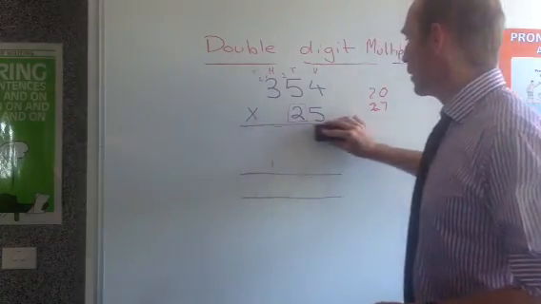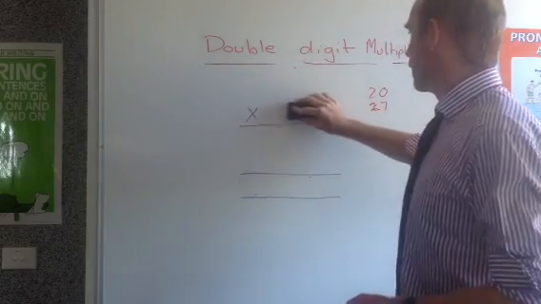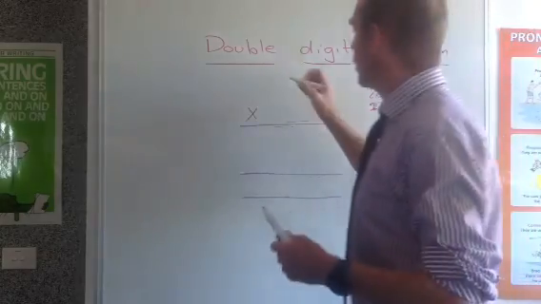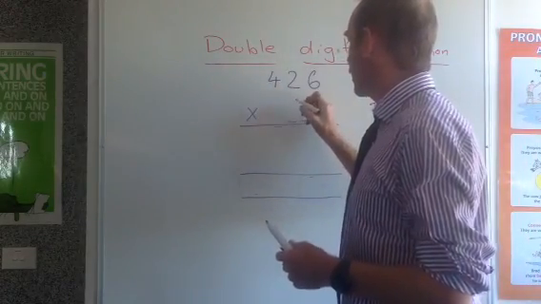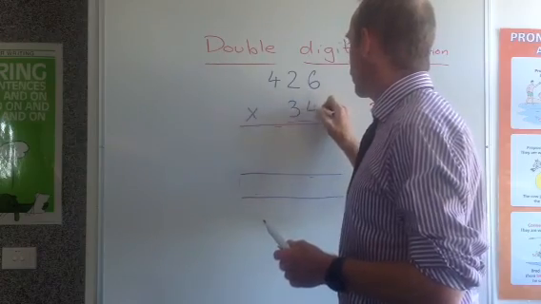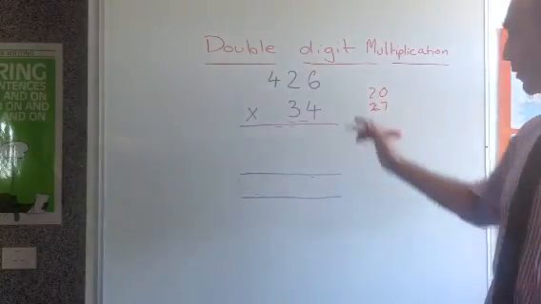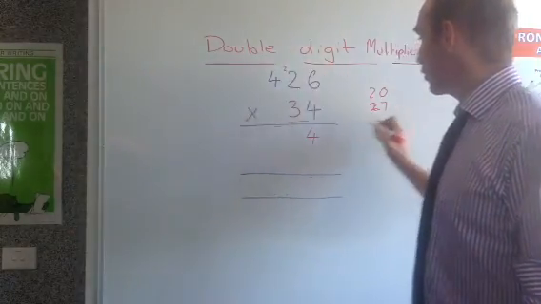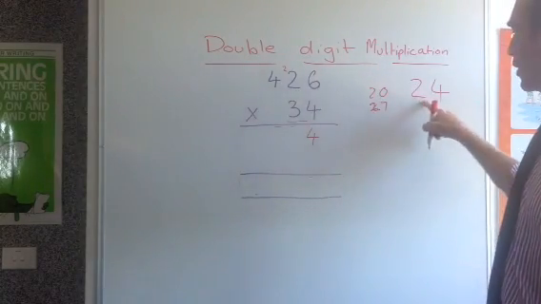We'll get some new numbers up here. And we'll go 426 times 34. Okay, so again, starting on this side, 4 times 6 is 24. 4 goes down, carries the 2 of the 24. Okay, so my answer, 4 times 6 is 24.